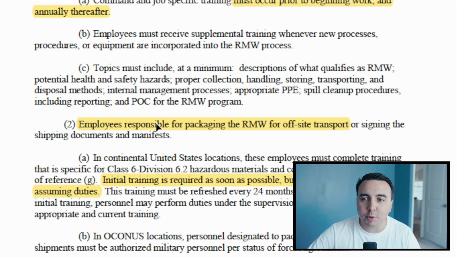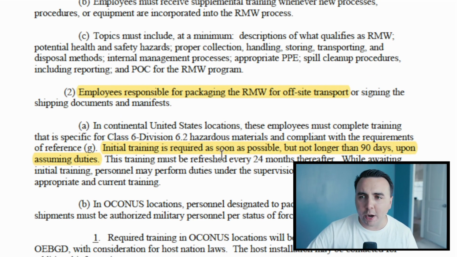And it says employees responsible for packaging the regular medical waste for offsite transport or signing the shipping documents and manifests are going to need that initial training as soon as possible, but not longer than 90 days upon assuming duties.